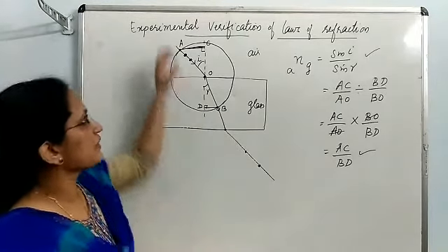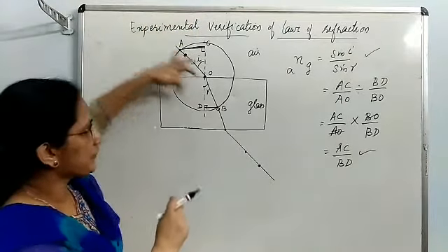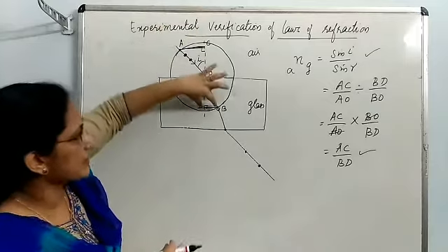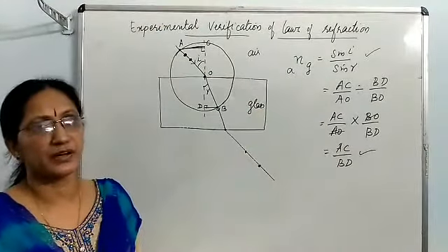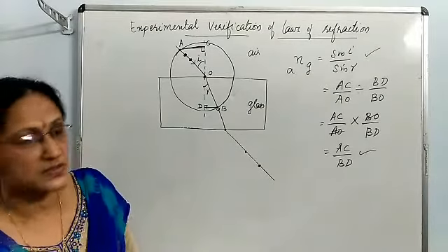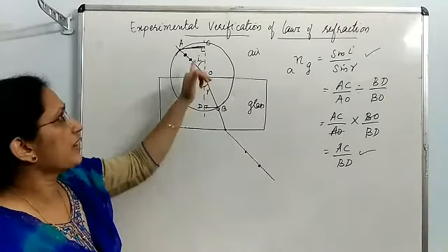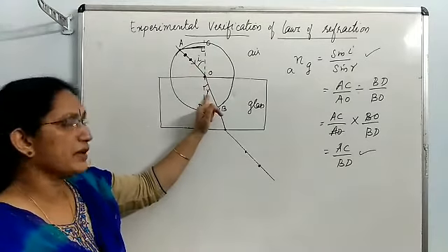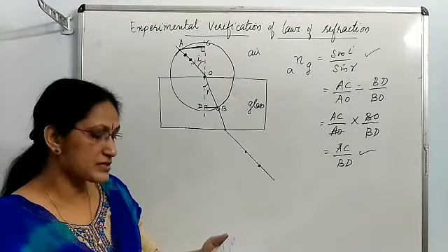This method is easy. You have to measure these two lengths. After drawing the circle, draw two perpendiculars, and measure the lengths AC and BD. AC you divide by BD, that also will give the refractive index. So this is how the law is verified. For different angles of I, R will be different, but every time sin I by sin R remains constant.